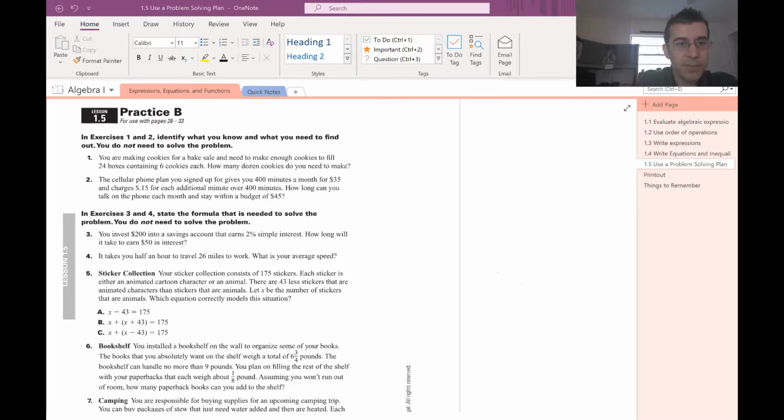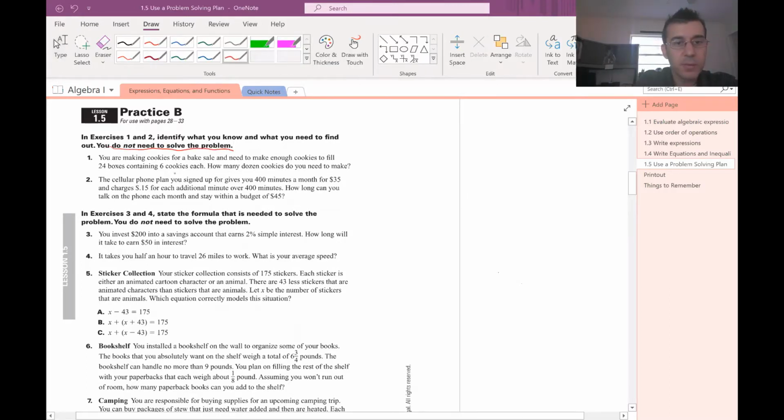So number 1, and we do not have to solve the problem. You're making cookies for a bake sale and need to make enough cookies to fill 24 boxes containing 6 cookies each. How many dozen cookies do you need to make? So what do we know? We know that there are 24 boxes. We know that each box contains 6 cookies. We need to find out how many dozen cookies we need to make.